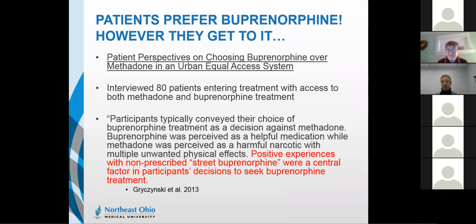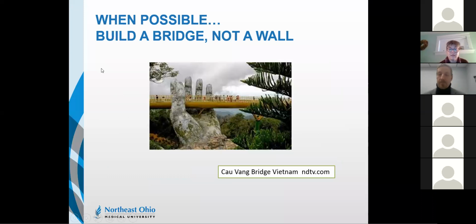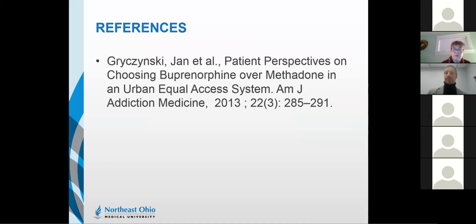So the conclusion for me, as part of that revolving door, is that if we see illicit buprenorphine on a person's drug screen, or they are endorsing to us that they've used it, that shouldn't be a reason for us to exclude them from treatment. When possible, we ought to be building bridges, not walls, building bridges to treatment and making it more accessible to people. And we know that over time, time will tell us and the patient if it's the right treatment for them.